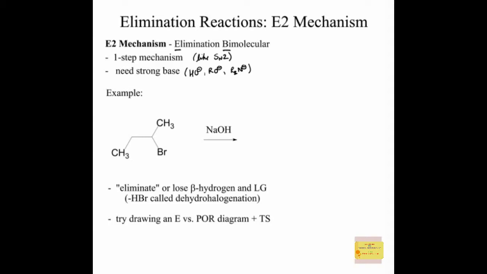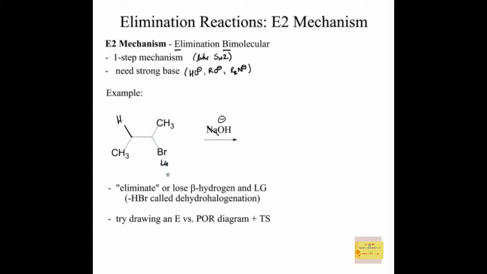And here's an example of one. Let's start with an alkyl halide, and we'll react it with sodium hydroxide. That's a nice strong base. And what do bases do? Bases go after protons. The proton we're going to attack is located right here. It's not on the same carbon as the leaving group.